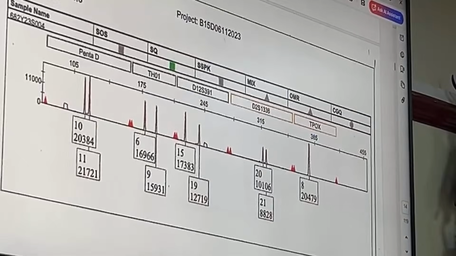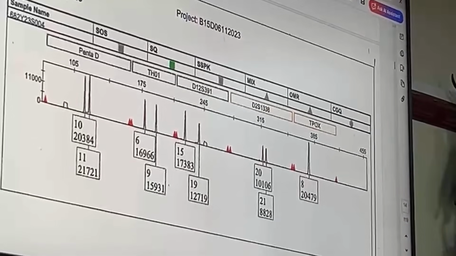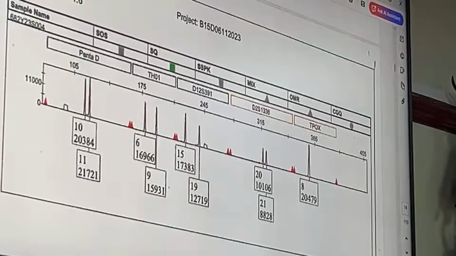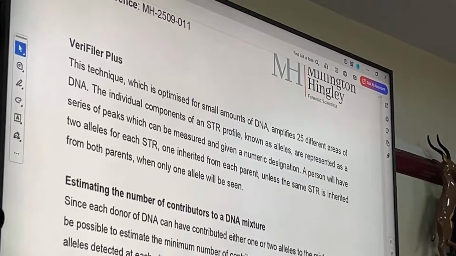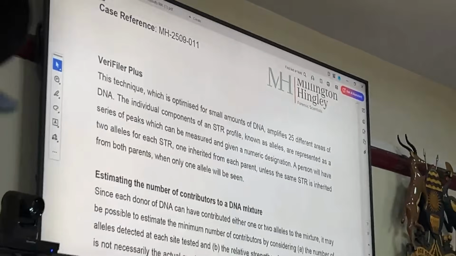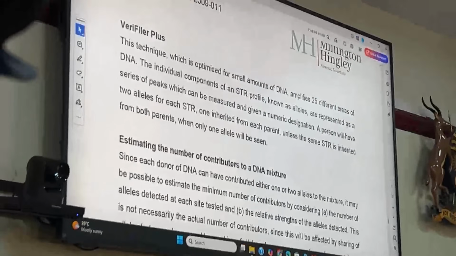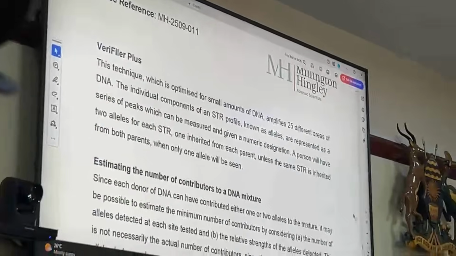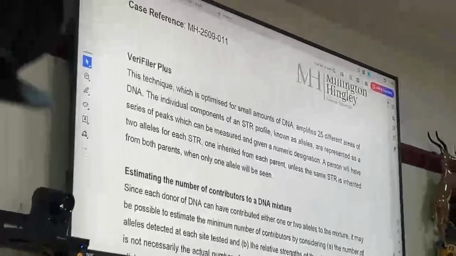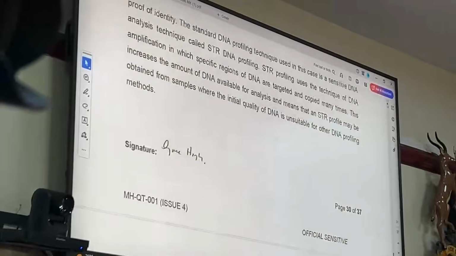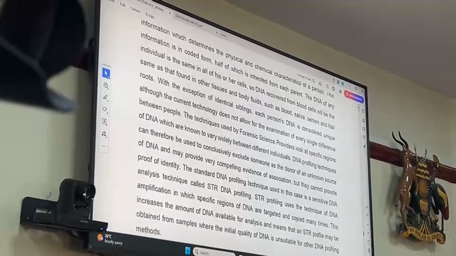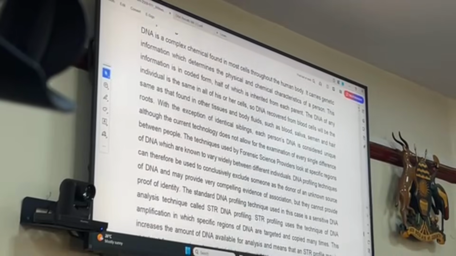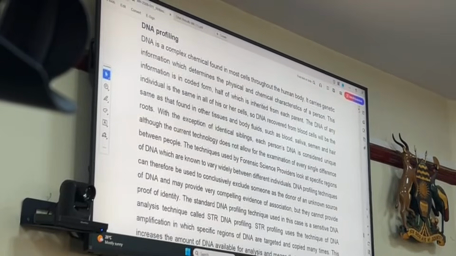Okay, I want to go just very briefly to one other technical area. And I just want you to explain to my Lord, I think it's on the previous page. That will be page 30, is it? Yes. Page 30.